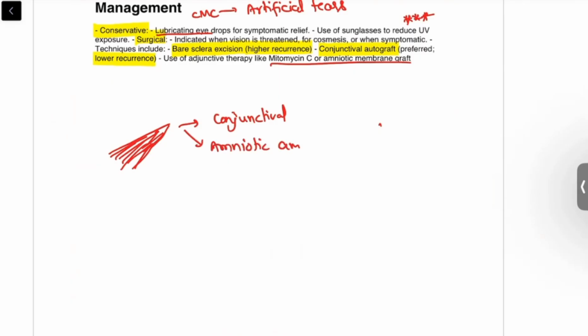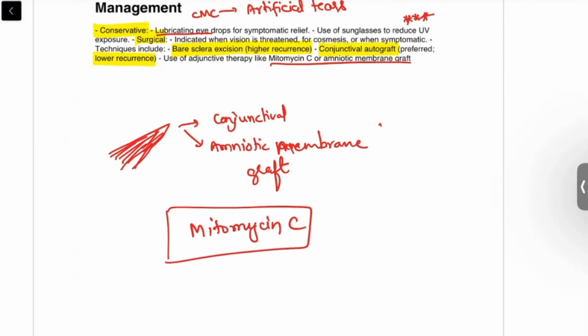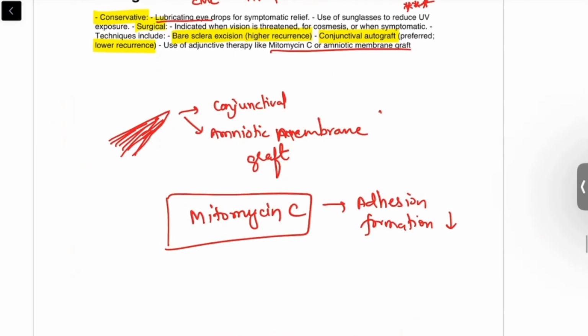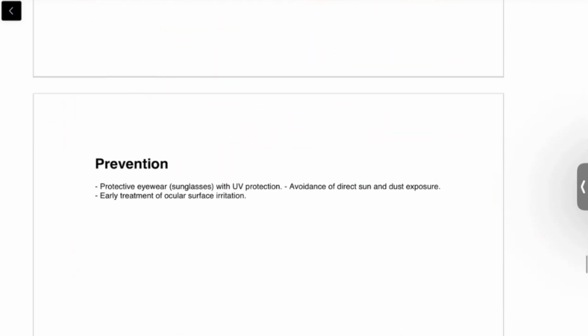Okay, and then along with that, we can use adjunctive agents like mitomycin C, which will help in prevention of formation of adhesions. Okay, so adhesion formation will be reduced. Okay, so this is how we will manage a case of pterygium.